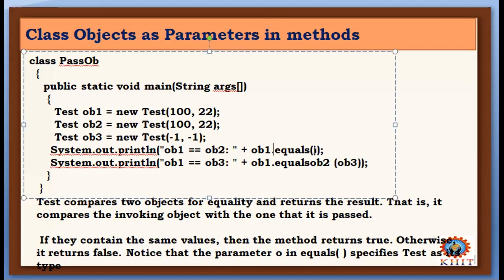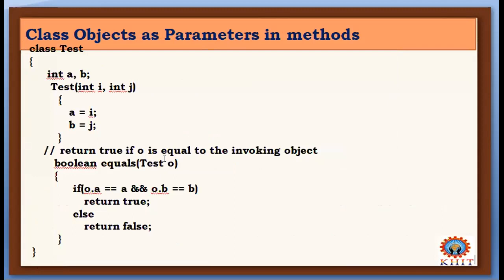This equals function, what I am passing to it is ob2. I passed ob2 to the function equals. So when I pass ob2, the values in ob2 are 100 comma 22. These two values get substituted into the object. Now these values I am comparing with ob1. That's why o.a is equal to a. Here o.a is 100, and a is nothing but ob1's a, which is also 100. So 100 is equal to 100, 22 is equal to 22, which returns true.